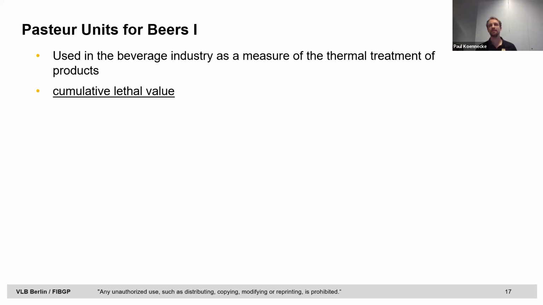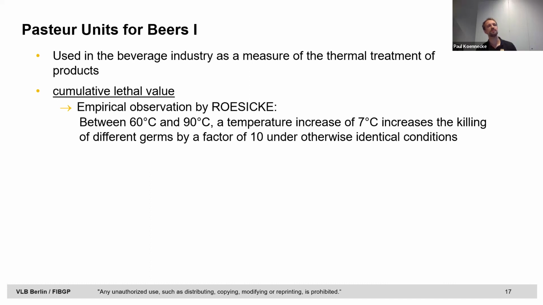And this cumulative lethal value has a lot to do with the Z factor, which we saw before. And this was first observed by Röseke, who is one of the founders of VLB. He just saw that between 60 and 90 degrees, a temperature increase of 7 degrees increases the killing of different germs by a factor of 10 under otherwise identical conditions.